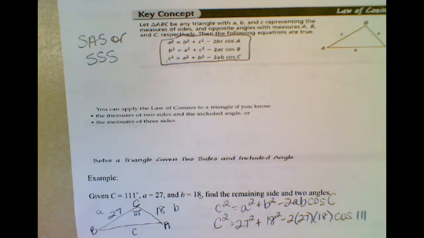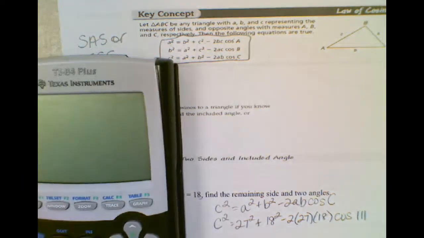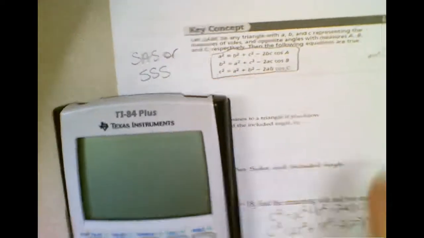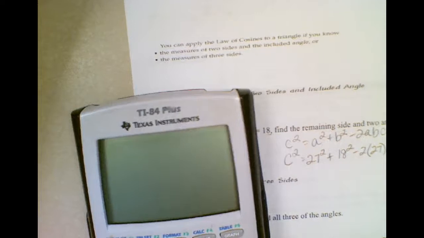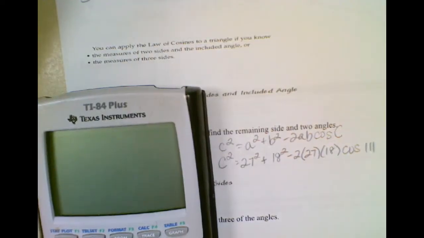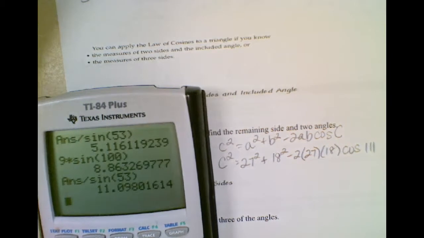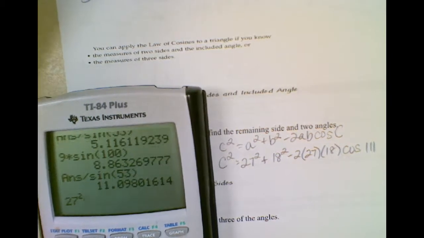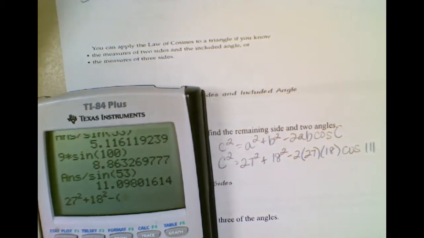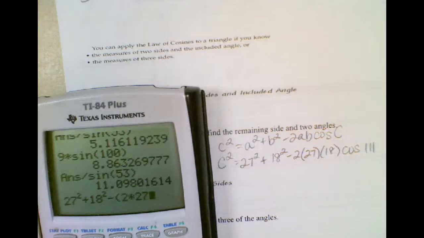Now, it is possible to do this in your calculator in one shot, but you're going to need to be really careful about how you're entering it into your calculator. Just a bit for you. I tend to do these in parts just to double check that I'm not messing anything up. If you're really careful, you can do it. 27 squared plus 18 squared minus, I would put parentheses around all of this and make it one multiplication problem. So 2 times 27 times 18 times the cosine of 111.